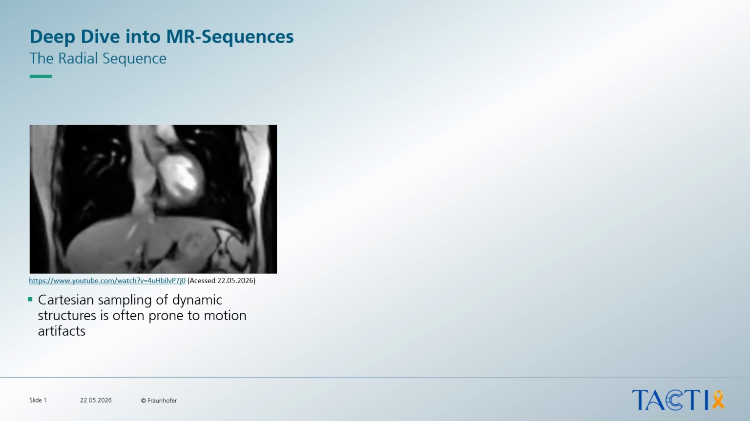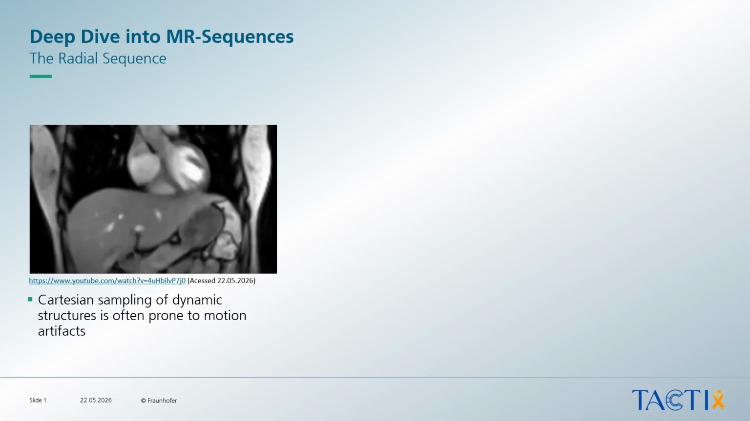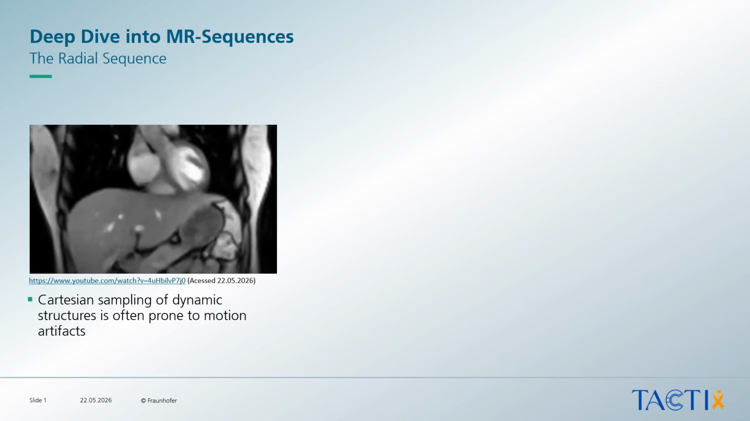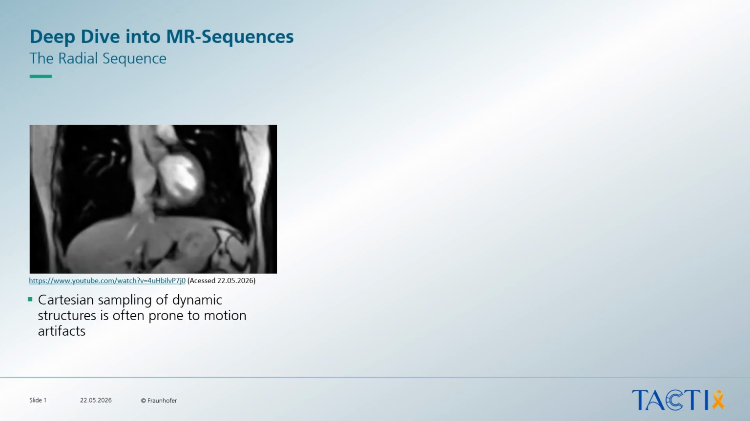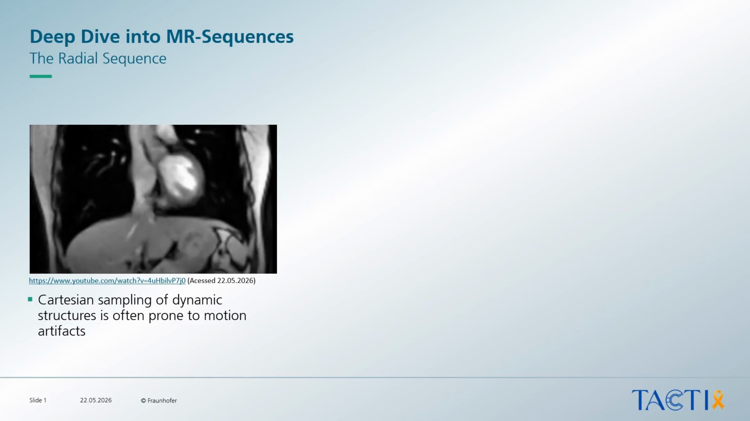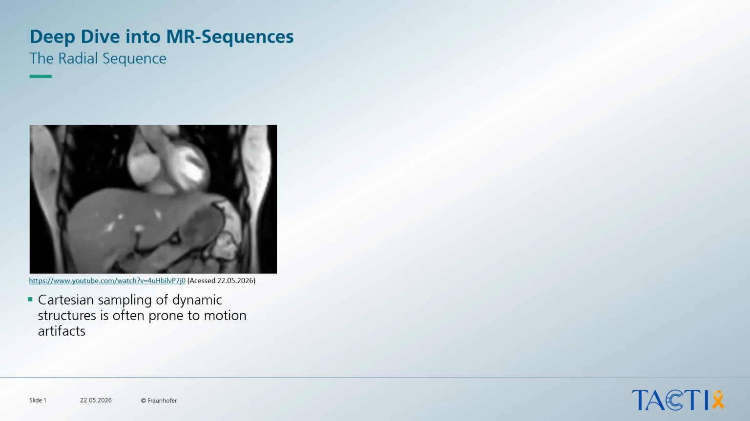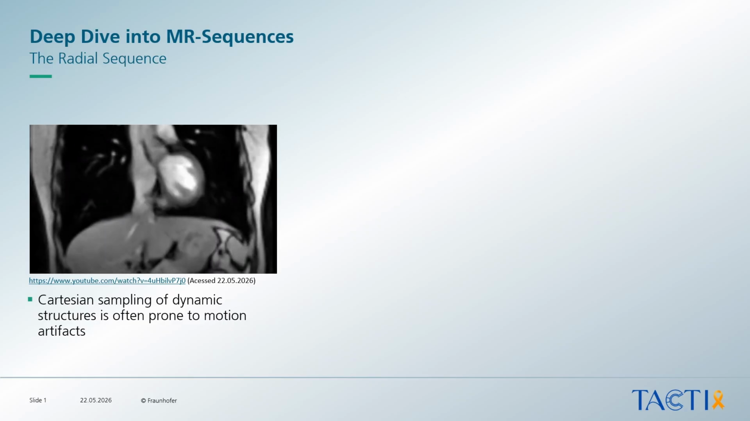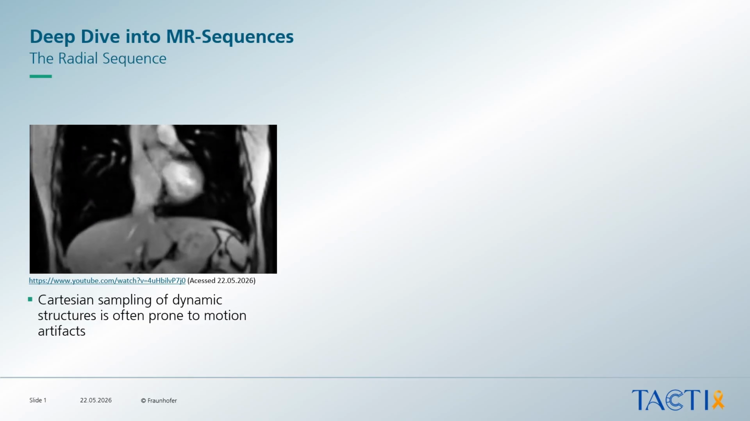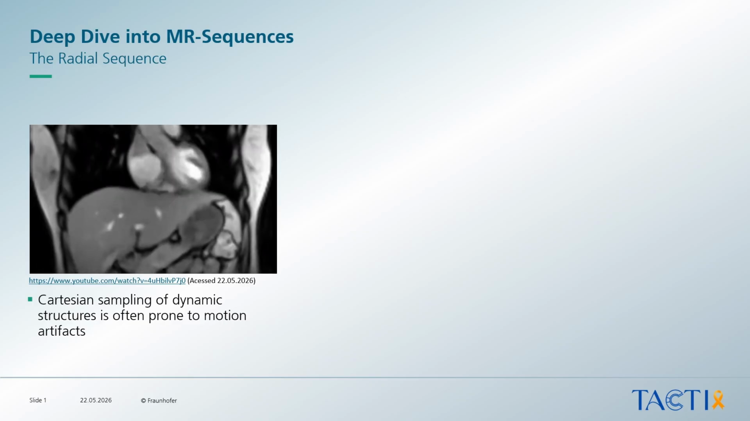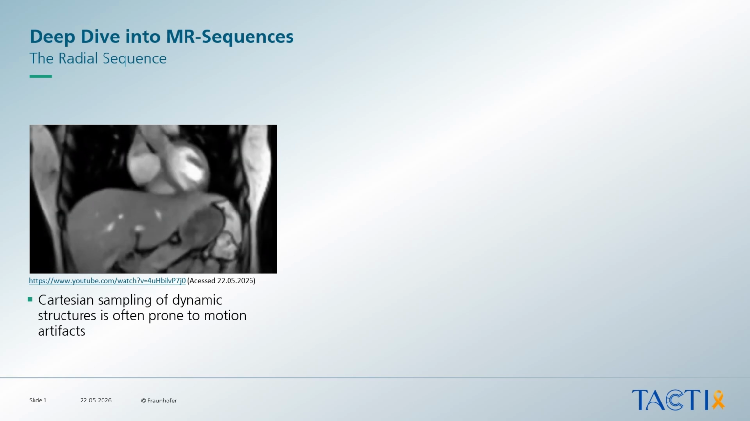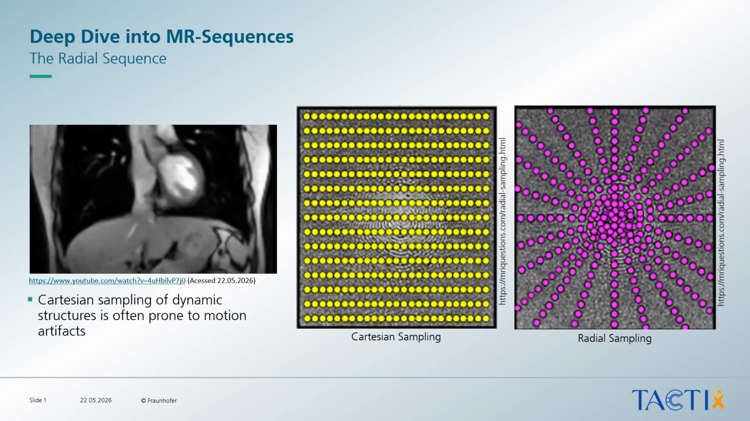Alright, so we now learned that the EPI sequence can acquire data quite fast, but it comes with severe drawbacks in form of these susceptibility artifacts or geometric distortion. So it can be used to acquire dynamic processes in the human body, but you might end up with severe artifacts in your images. So that's why there's another type of MR sequence which also allows you to acquire dynamic processes, and this is basically the so-called radial sequence.